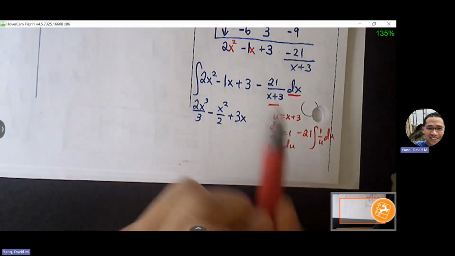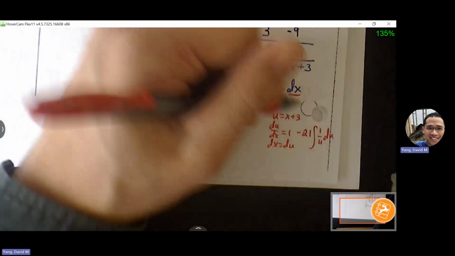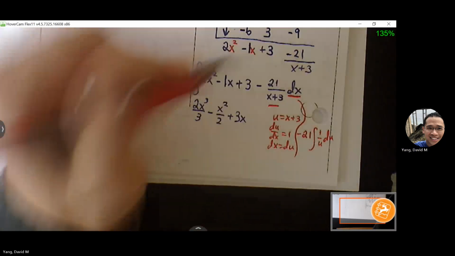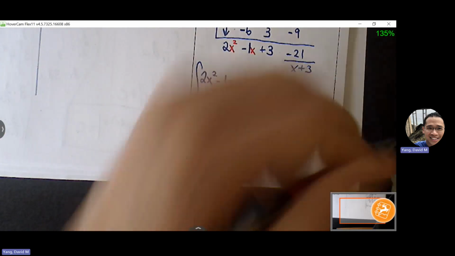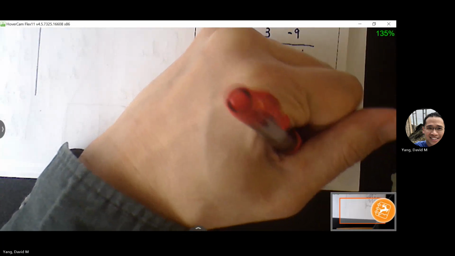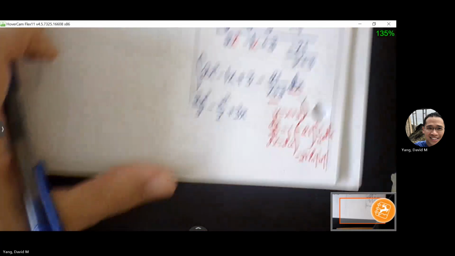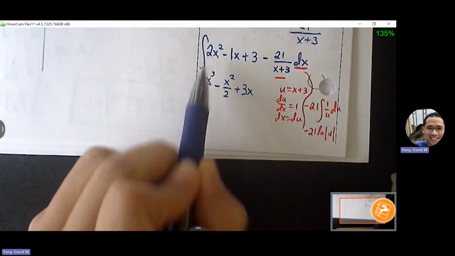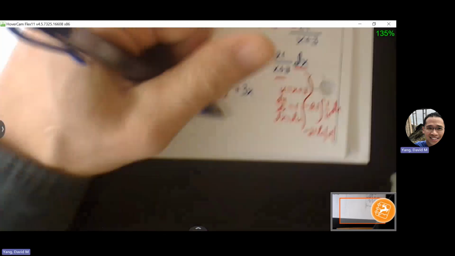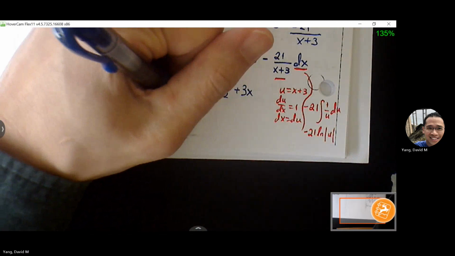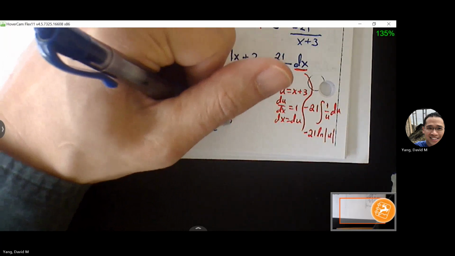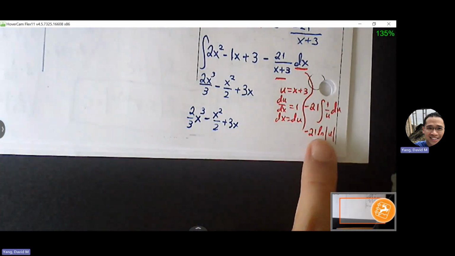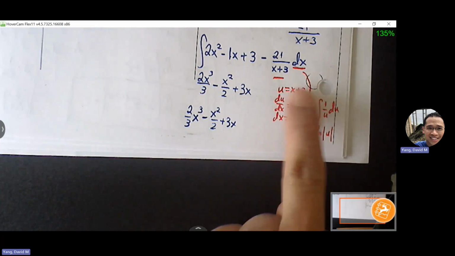So this ends up being just pulling the negative 21 out in front. And then making 1 over u du, which is natural log of u, and then replace the u back in terms of x. So now back to my cleaned up problem here. Every term has been applied power rule. And then this is minus 21 natural log of my u value, which is x plus 3.